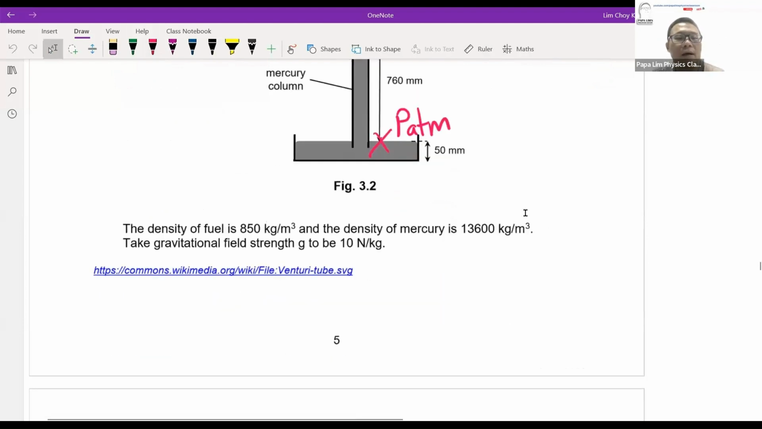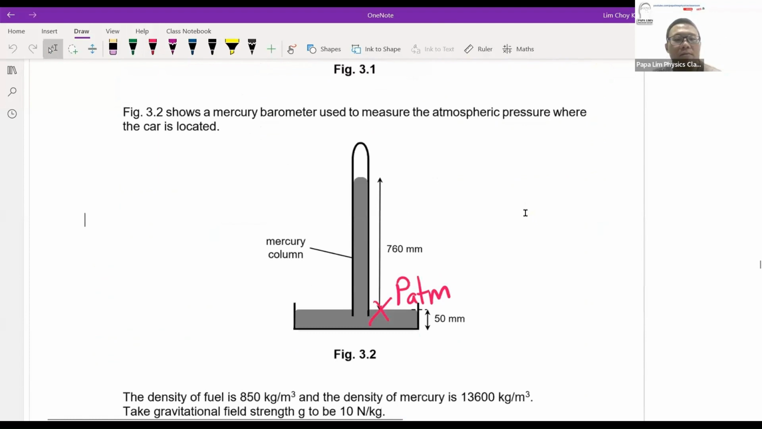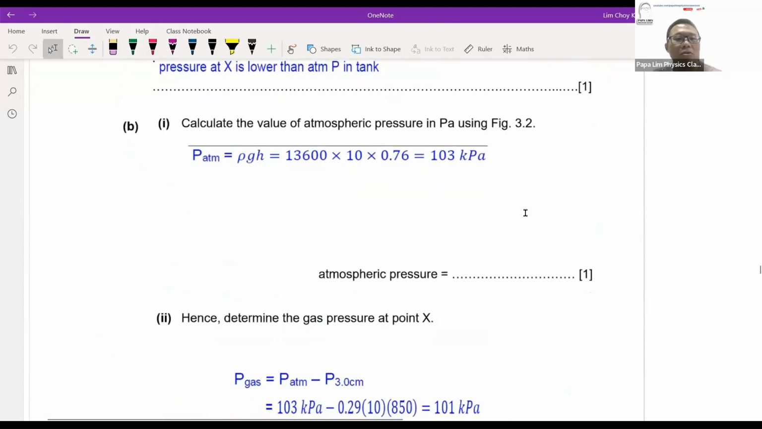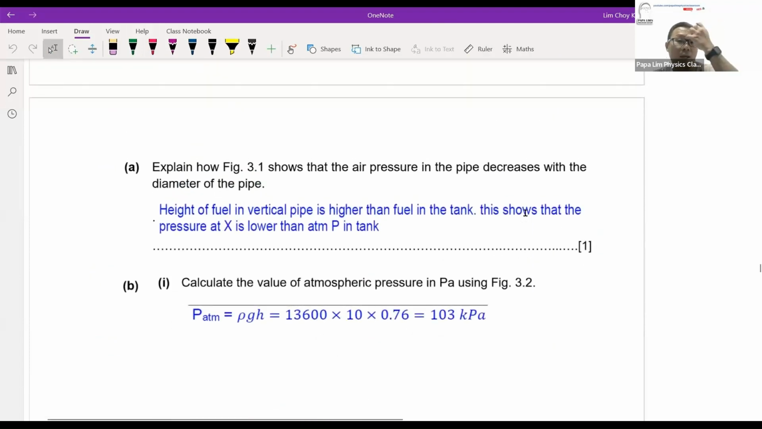Now, after looking at question 3, we are ready to start. Question 3 mentioned how the air pressure at X decreases with the diameter of the pipe here. So what we are looking for is to explain that particular phenomenon I mentioned previously. But pay attention to the fact that the question asks, how does figure 3.1 show?